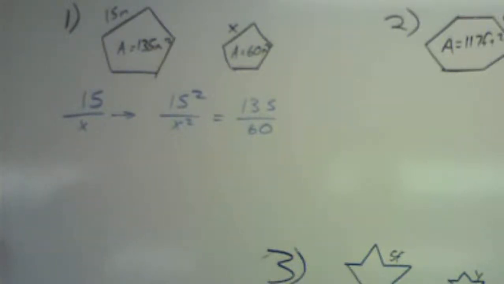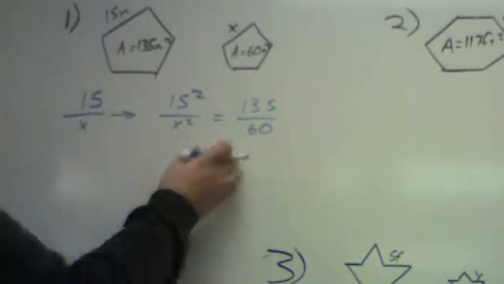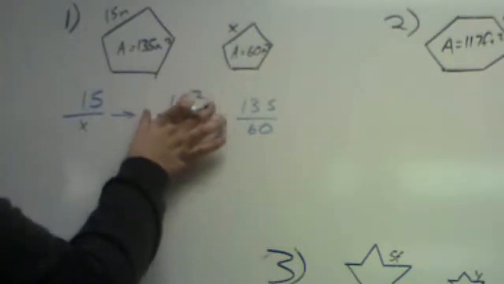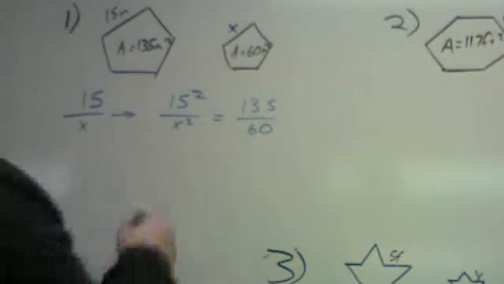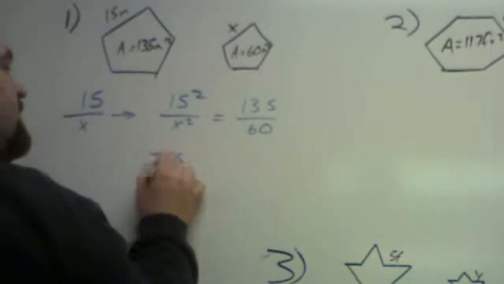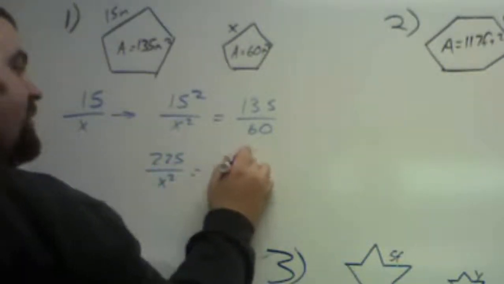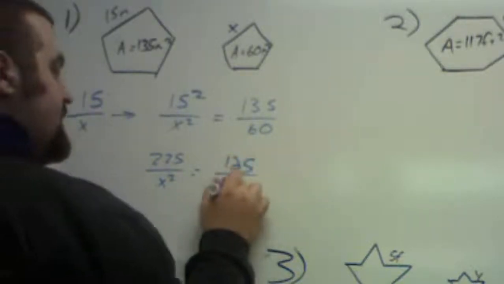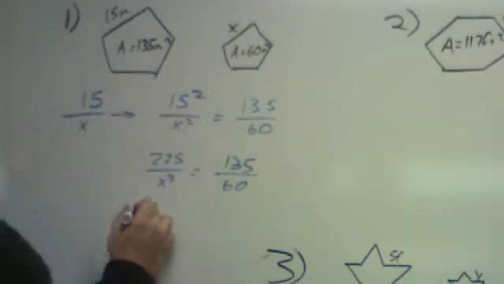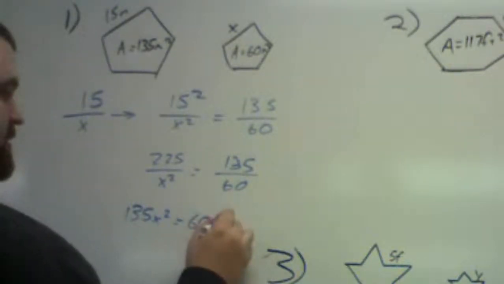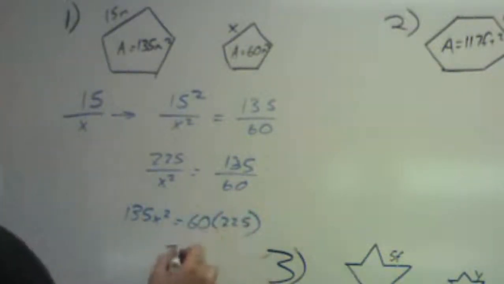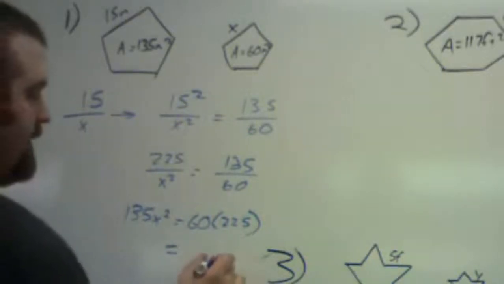Okay. So at this point, it's really just a solve problem. The actual ratio of areas, and this is the ratio of areas according to the side lengths, those have to be the same. So 225 over x squared has to equal 135 over 60. Cross multiply, I get 135 x squared equals 60 times 225.